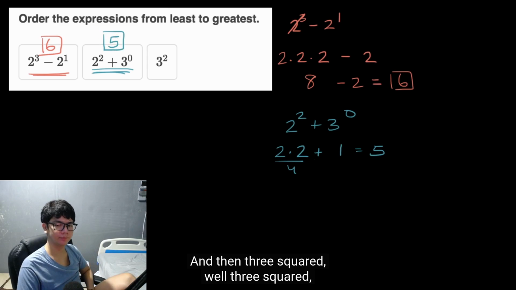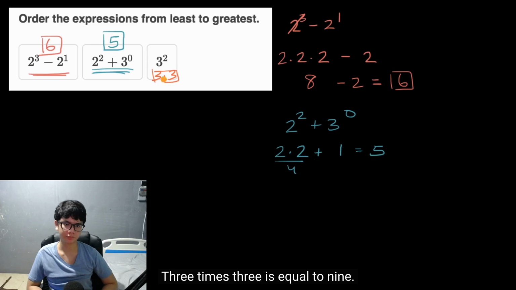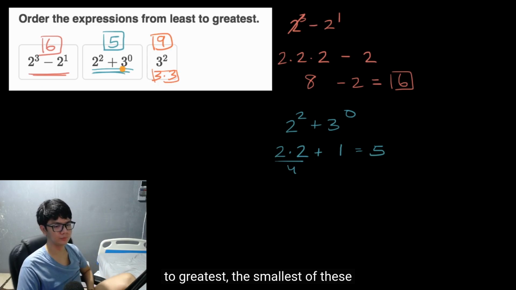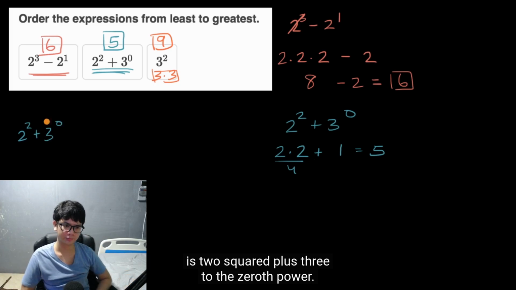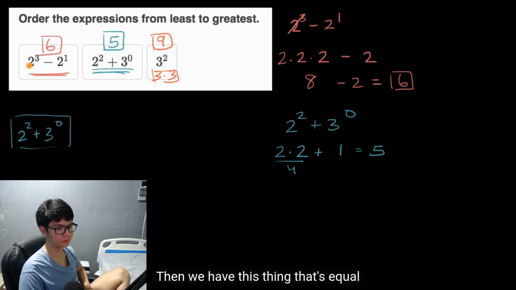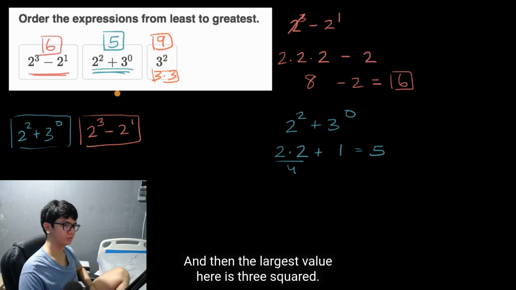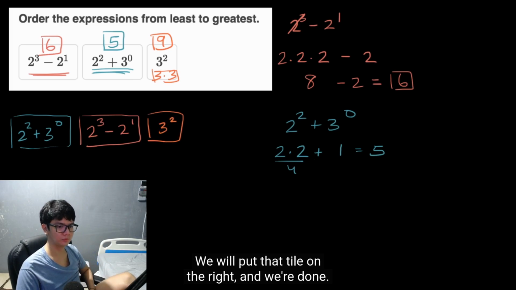And then 3 squared. Well, 3 squared, that's just 3 times 3. 3 times 3 is equal to 9. So if I were to order them from least to greatest, the smallest of these is 2 squared plus 3 to the 0th power. That one is equal to 5, so I put that on the left. Then we have this thing that's equal to 6, 2 to the 3rd power minus 2 to the 1st power. And then the largest value here is 3 squared. So we will put that tile on the right. And we're done.